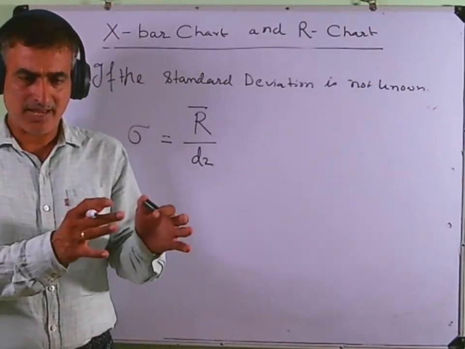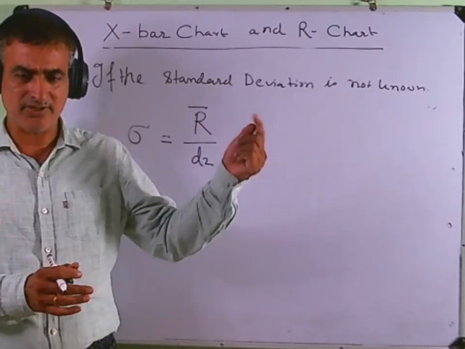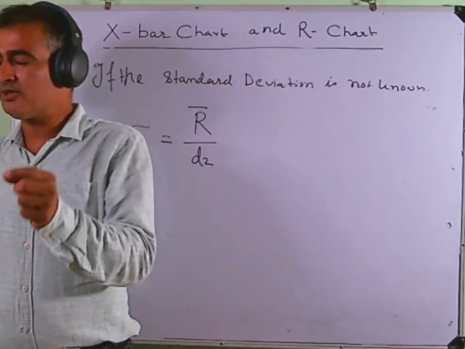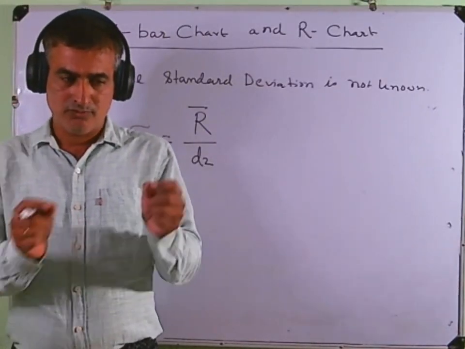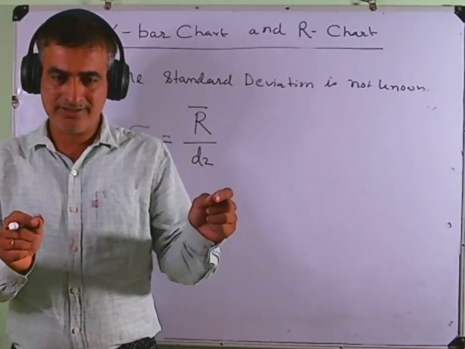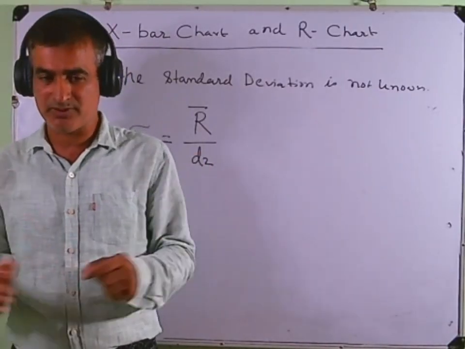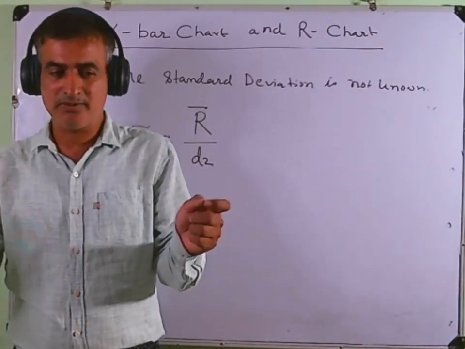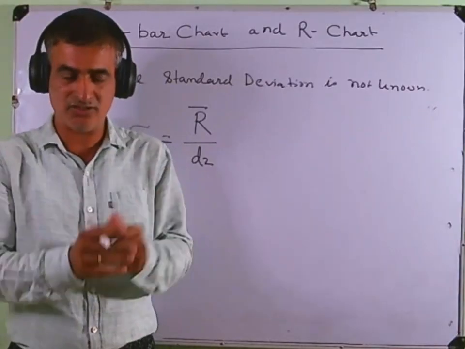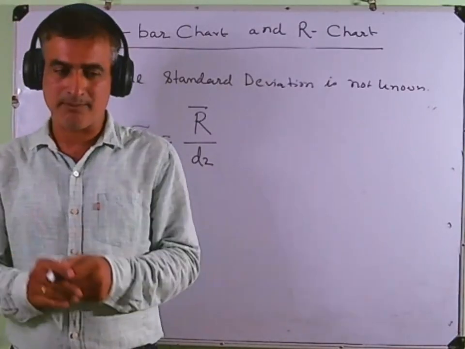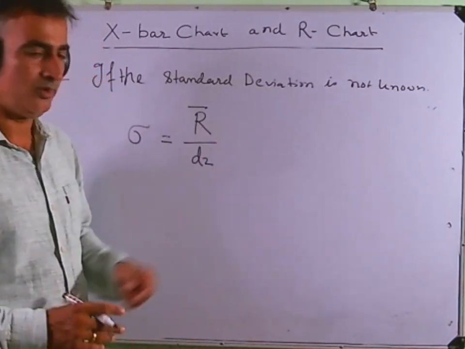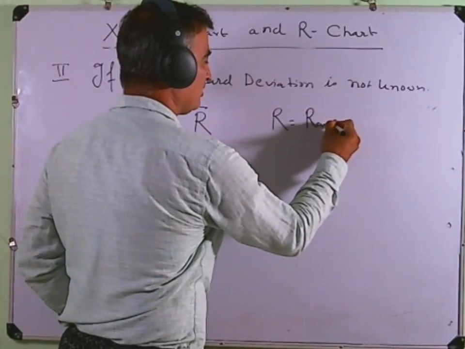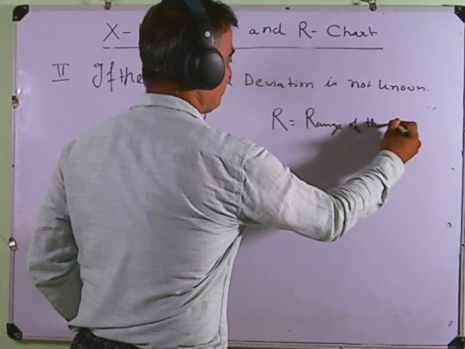When you have taken a sample, if you take the first sample, there are n number of samples you have taken, and for each sample you have taken some observations. Now, for each sample, if there are 4 or 5 observations taken, the difference between the lowest value and the highest value is the range of that particular sample, and it is called R. Okay, so R is actually the range of the sample.